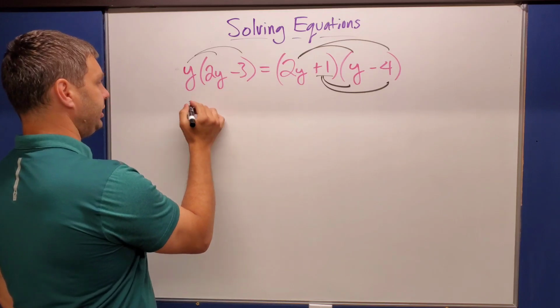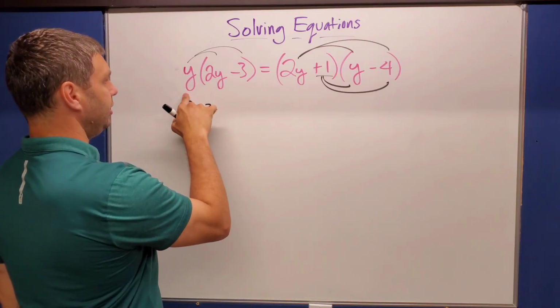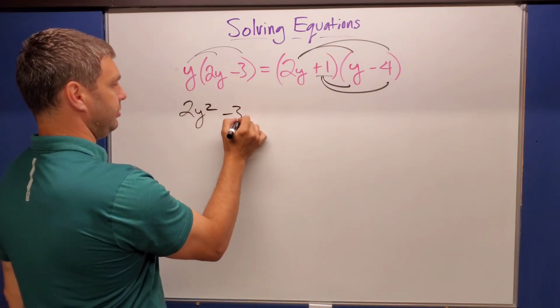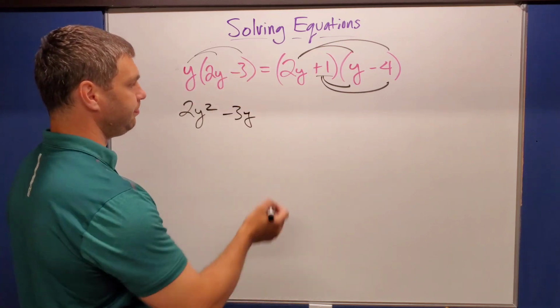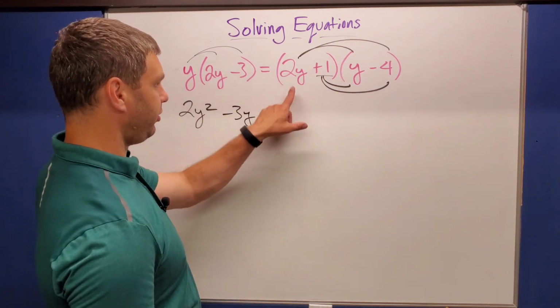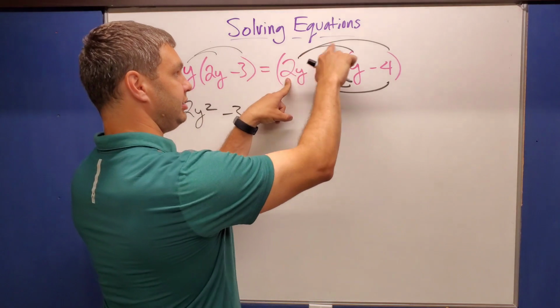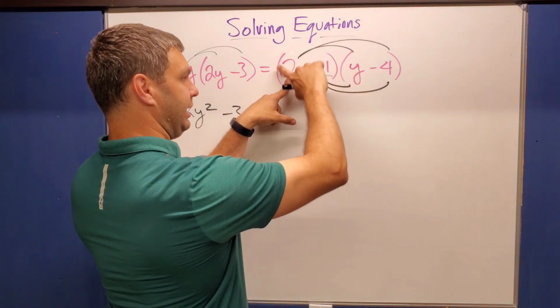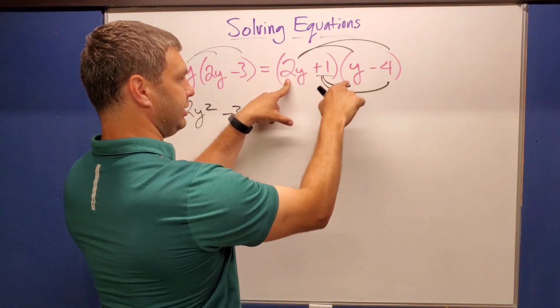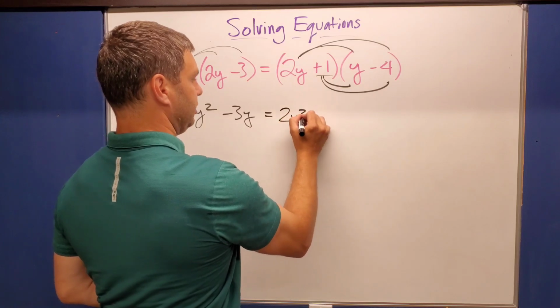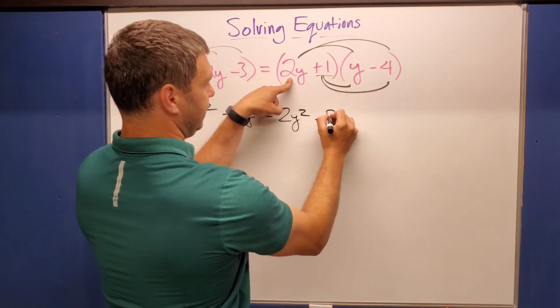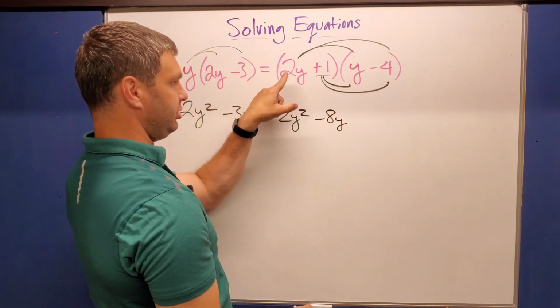Y times 2y is going to be 2y squared minus 3y, if I distribute that y to the negative 3, equals on the other side. So let's start with this 2y first. I have to distribute, see my loops here, to the y and the negative 4. 2y times y is 2y squared. 2y times negative 4 is negative 8y. All right, so the 2y is done.